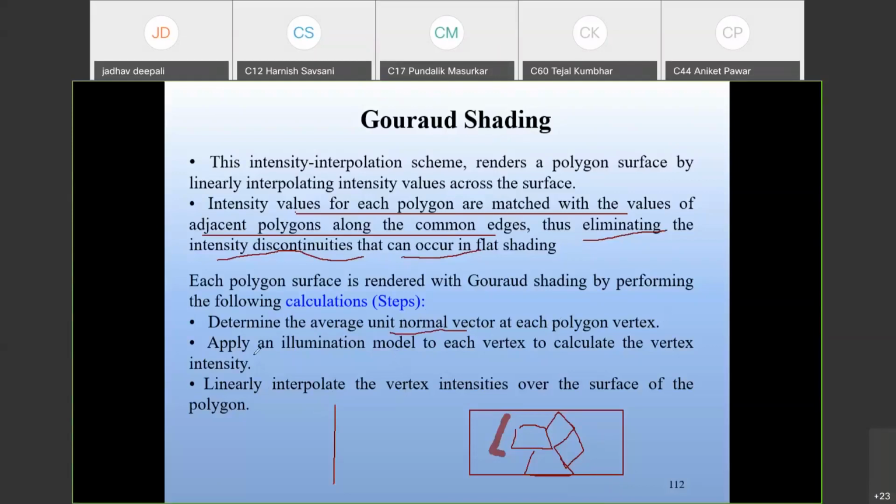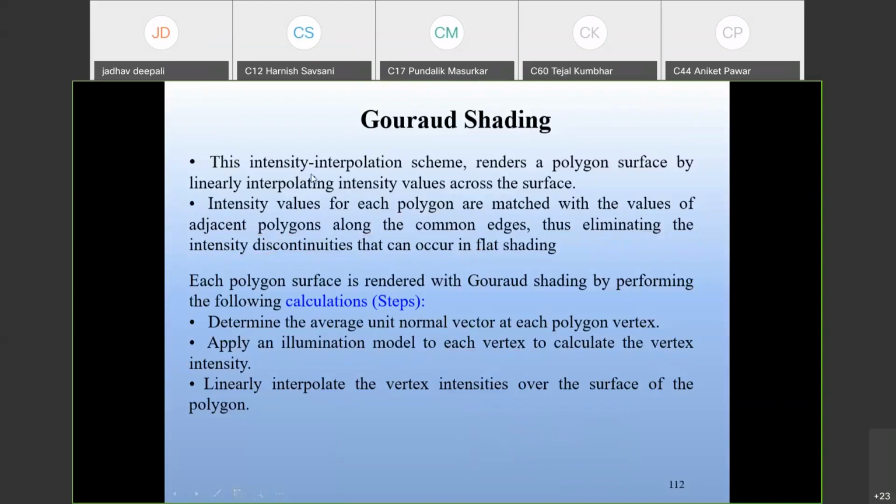Second, apply an illumination model to each vertex to calculate the vertex intensity. Means for each of the vertices, apply the illumination model and calculate the vertex intensity. Third, linearly interpolate the vertex intensity over the surface of the polygon, and then for the entire surface, whatever polygons are there on the surface, we calculate the intensity.